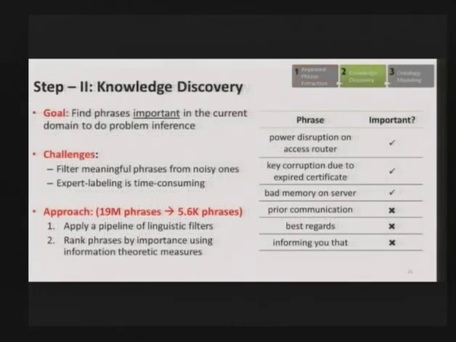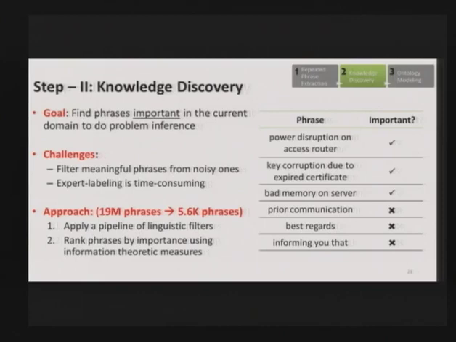In the second stage, we want to find out which of these phrases are important in the current domain. So recall that our current domain is again networking, in fact. However, how do you filter these meaningful phrases? Sure, I can give you a million phrases and ask you to pick the important phrases, but how do you do that? One obvious strawman is to leverage the help of a domain expert and ask him to label each and every phrase. But that is significantly time consuming, considering that I'm expecting millions and millions of phrases. Therefore, our idea here is to apply a set of linguistic filters first to pretty much filter down the list and then rank the remaining phrases using information theoretic measures.